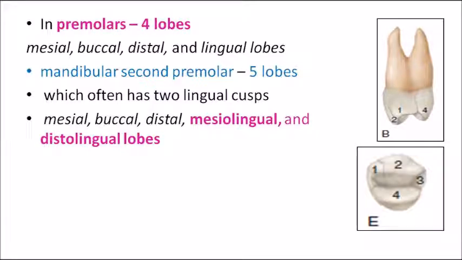So the mandibular second premolar developmentally has got 5 lobes, mesial, buccal and distal, which is common for all premolars, and in addition to that it has got 2 lingual lobes, mesiolingual and distolingual. So please remember, it's an extremely important point. All premolars have 4 lobes except your mandibular second premolar, which has got 5 lobes, and these 5 lobes are due to the 2 lingual lobes.